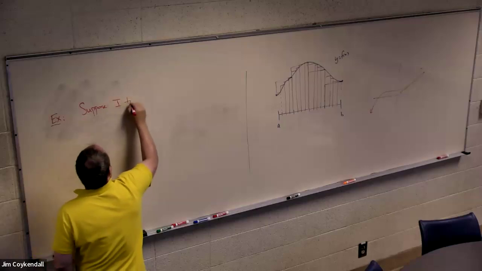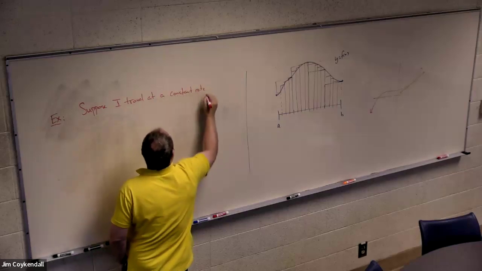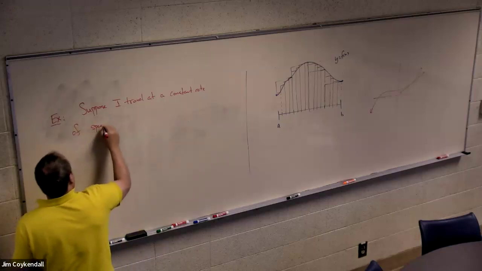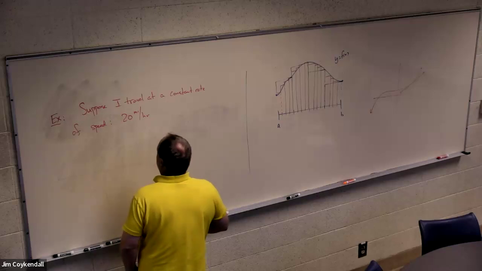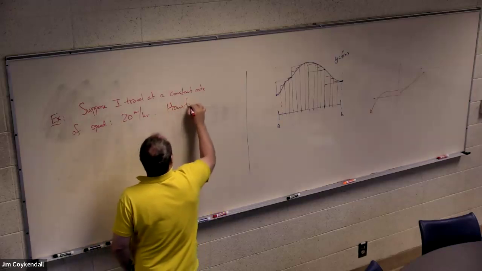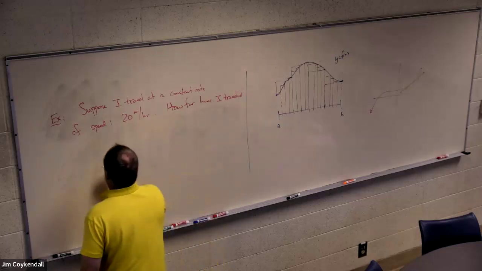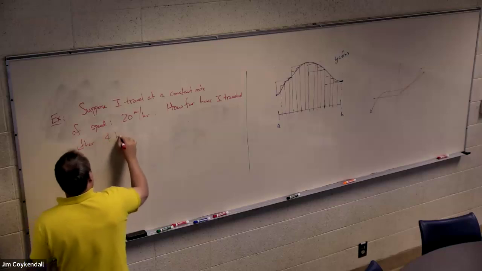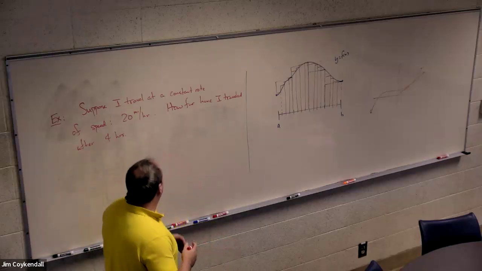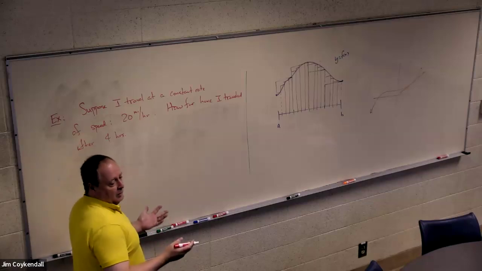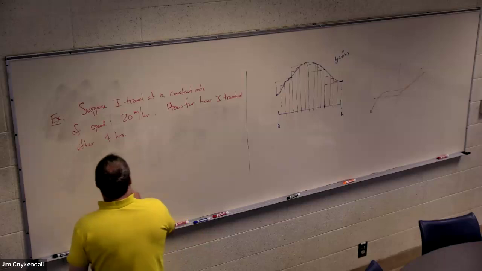Suppose I travel at a constant rate of speed, say 20 miles per hour. How far have I traveled after 4 hours? Okay, it's silly for me to put this problem in, right? Because I bet you all can figure this out without me having to do anything fancy. How far do you travel in 4 hours? 80 miles: 20 miles an hour constantly, 4 hours.